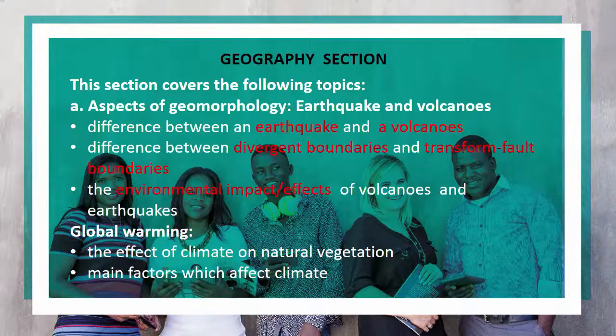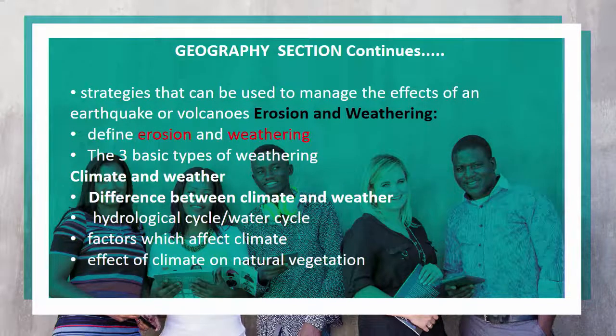You also have to know what strategies people can put in place to reduce the impact of earthquakes and volcanoes, especially on people. The section also covers issues around global warming. If you look at past exam papers, you will see that there are questions centered around global warming, especially the effects of climate on natural vegetation, the main factors which affect climate, and the strategies that can be used to manage the effect of earthquakes and volcanoes, as I've mentioned before.